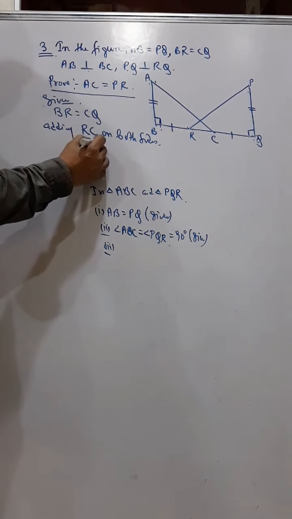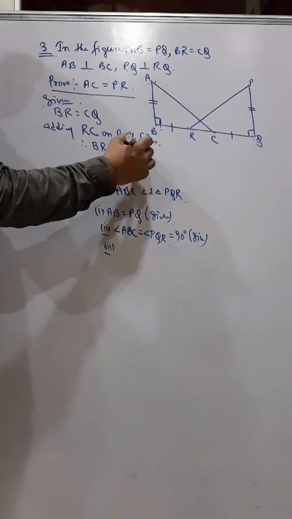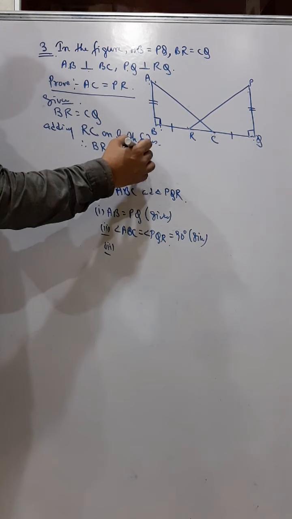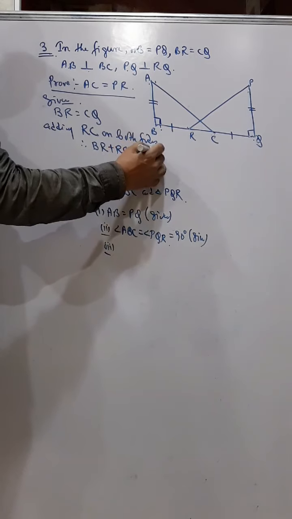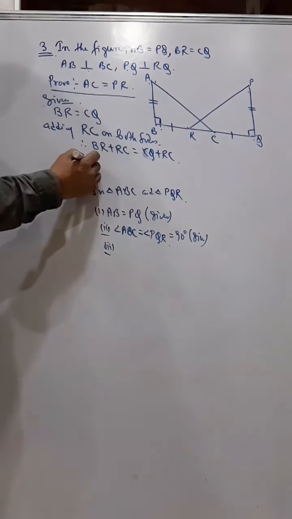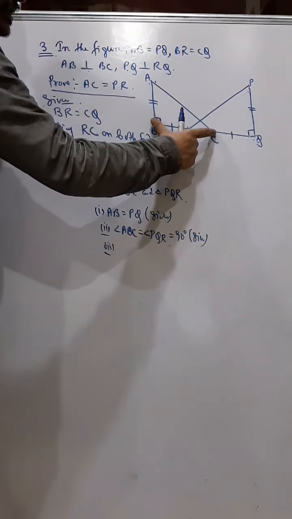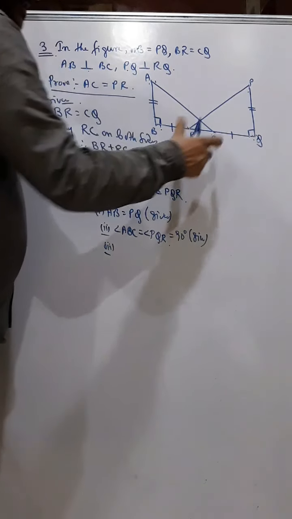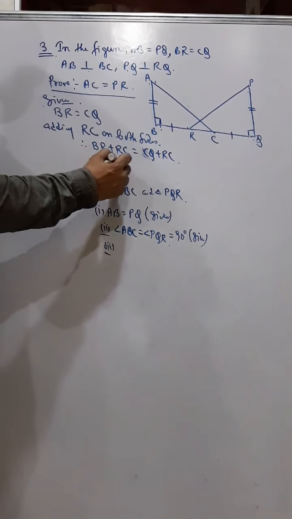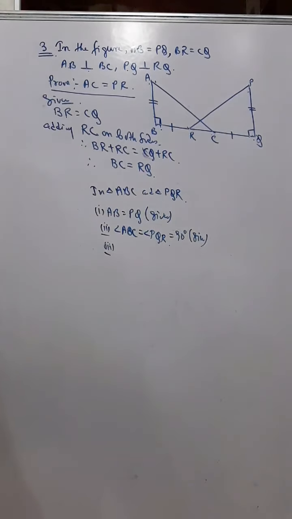So what can we write here? We can write BR plus RC and then again CQ plus RC. And now see what we get. BR plus RC, that we get as BC. And then CQ plus RC, we get RQ. So we get BC is equal to RQ.